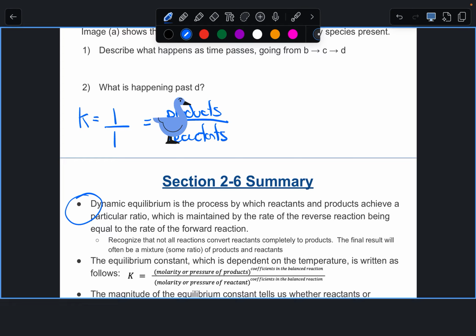So if I had a K of 1, that would be an equal amount of products to reactants. If I had a K of, let's say, 1,000, that would be equivalent to a ratio of 1,000 over 1. So lots of products and not very much reactants.